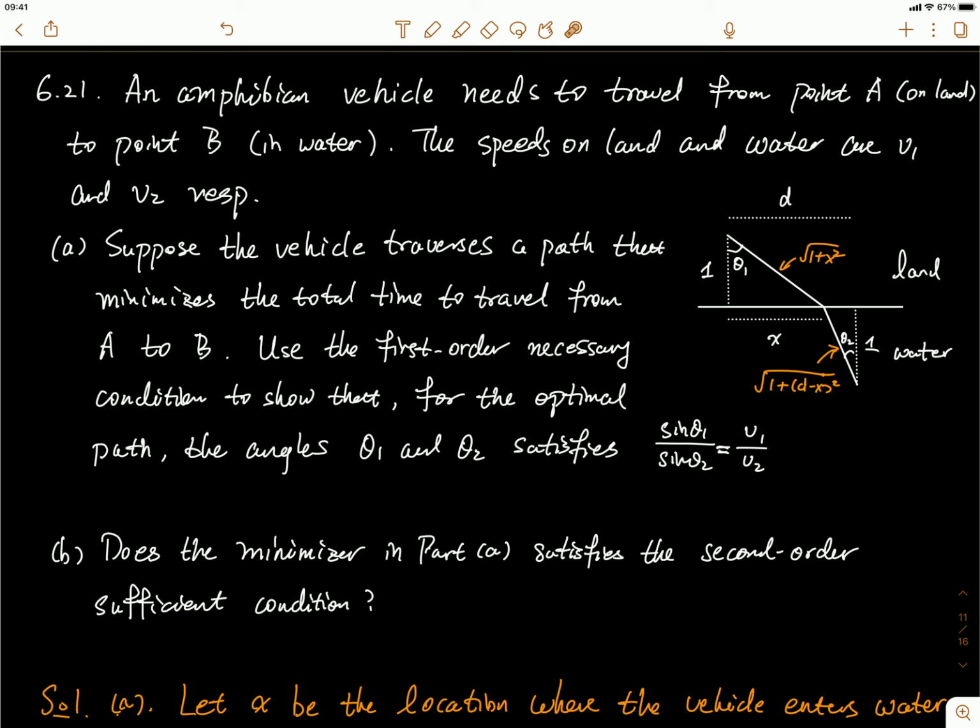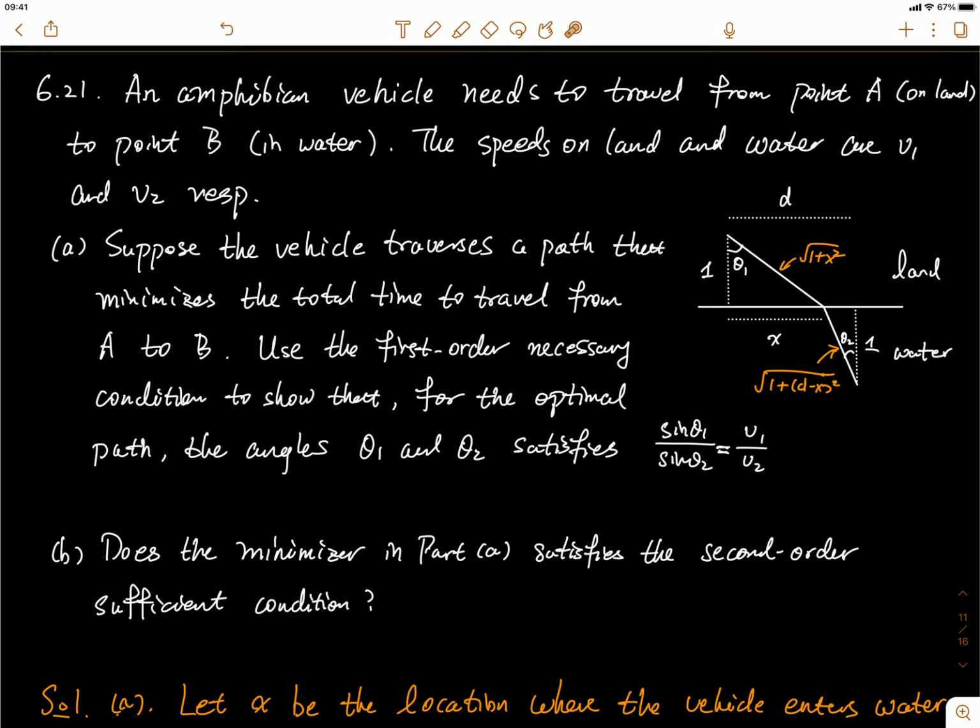Since we know the speed of the vehicle on land and on water, what we need to figure out is just the distance traveled. If we call this length x, and the total length is d, then this part is just d minus x. With x, we know the length here, which is the root of 1 plus x squared. Similarly, we know the length here, which is the root of 1 plus (d minus x) squared.